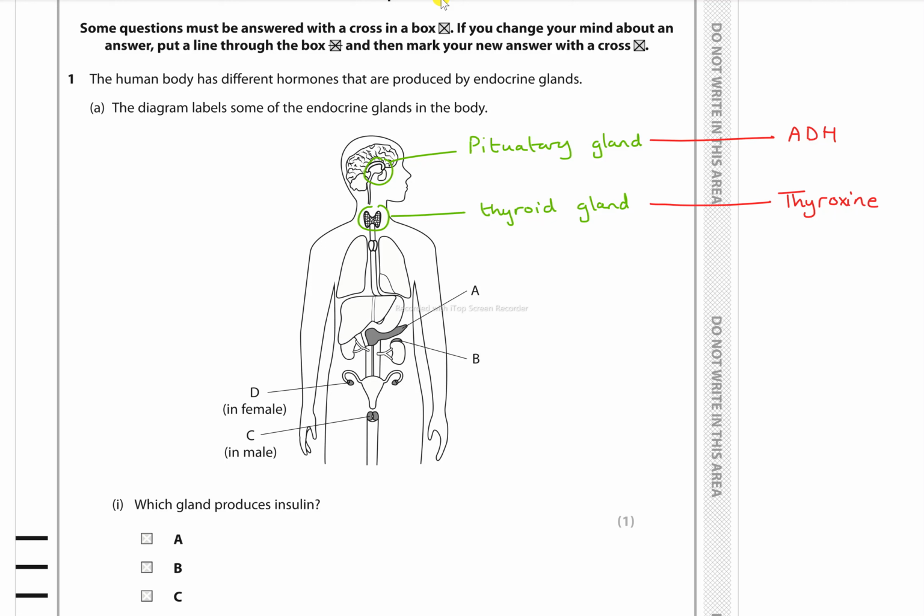Okay. You have here the pancreas. That's that one there. And that produces something called, for now, insulin and glucagon. Right. Adrenal glands, yeah. They produce something called adrenaline.